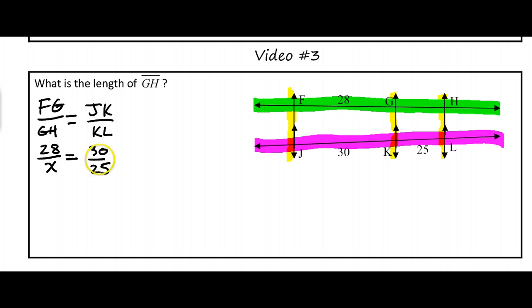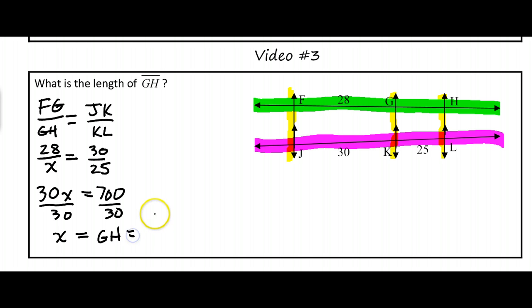I'm going to go ahead and cross multiply. So I have 30 times X, and 25 times 28, which is 700. Divide both sides by 30, and I get that X is equal to, so what we were solving for is GH, so X is GH, which turns out to be 23.3.